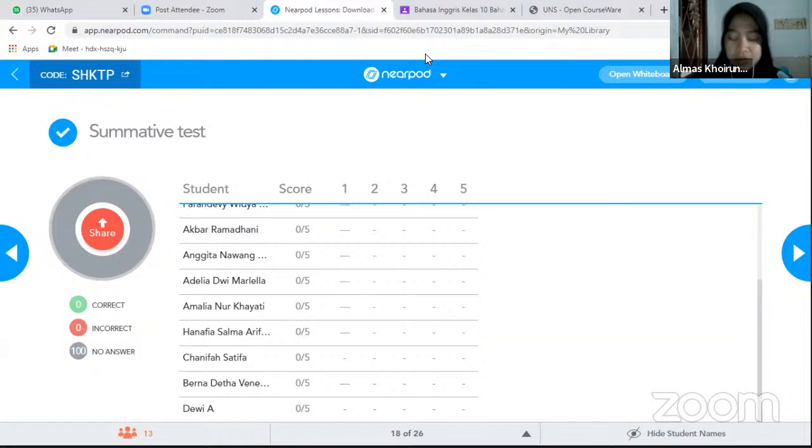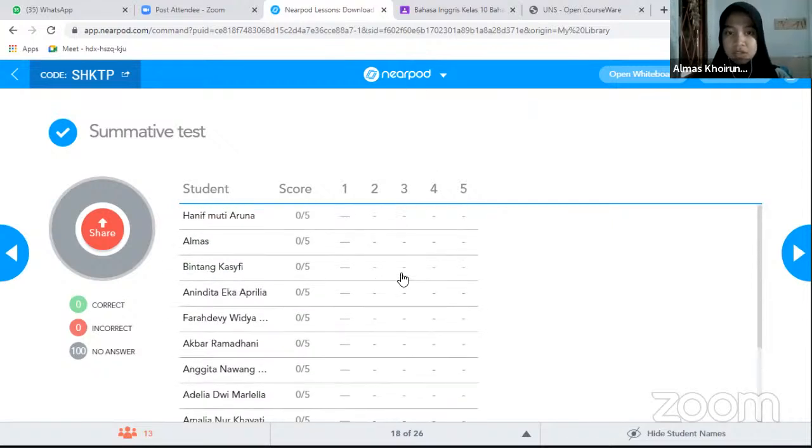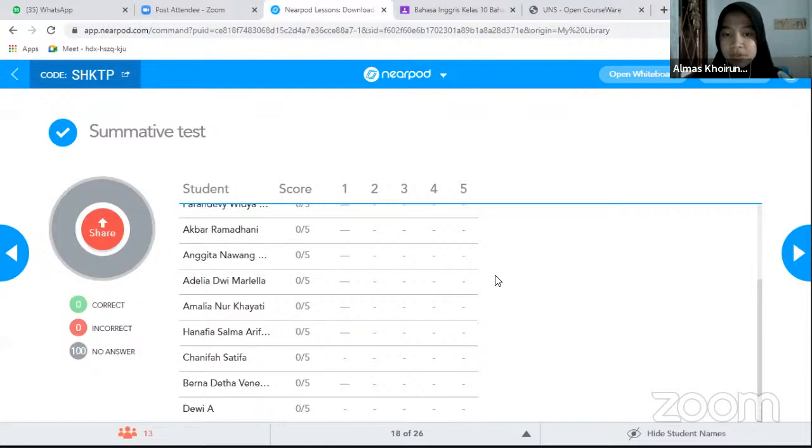And there is a text available on the question that you must read before you answer the question. So I give you about 3 minutes to read the text before you answer the question, and then you can do the quiz right away. It's about 5 questions there. Okay, I see that Akbaris has started answering the question.